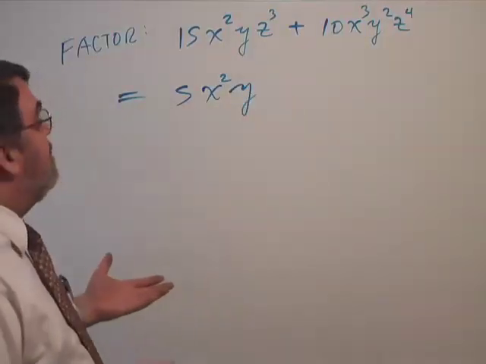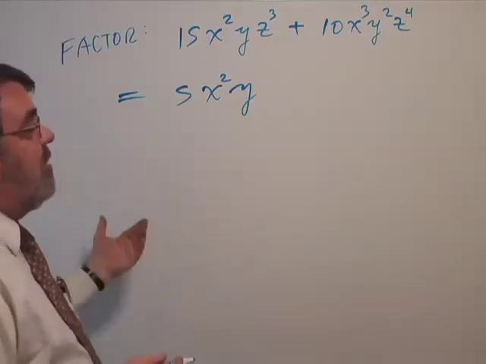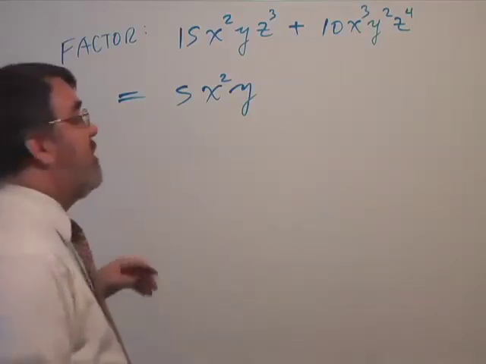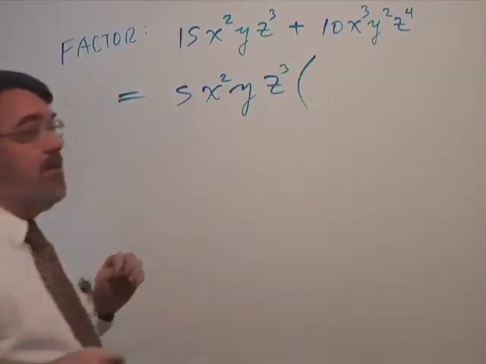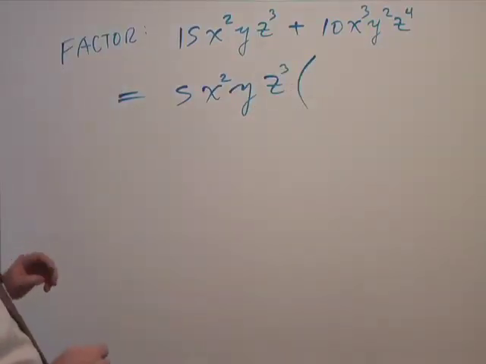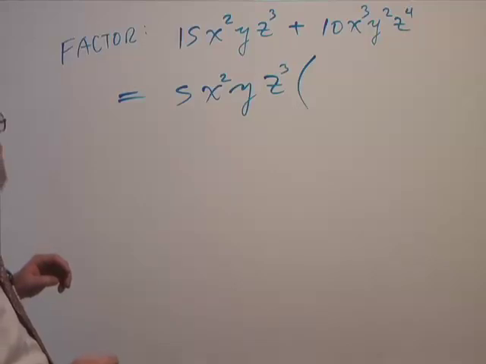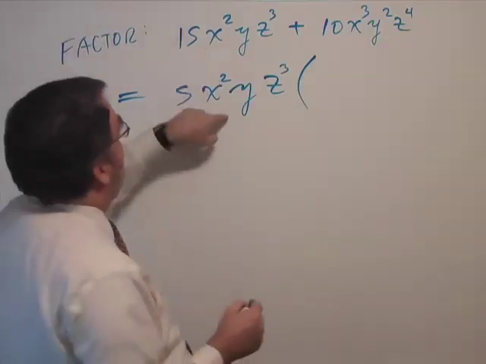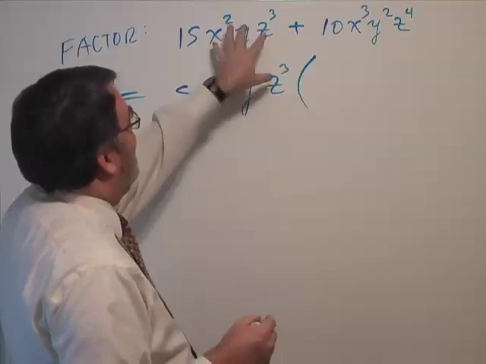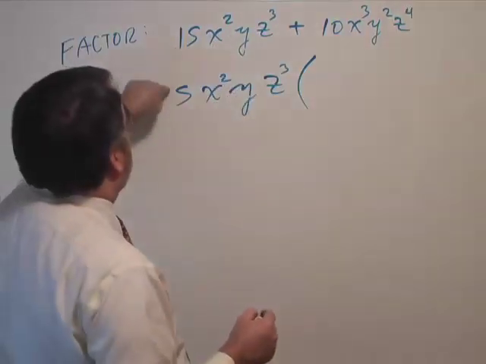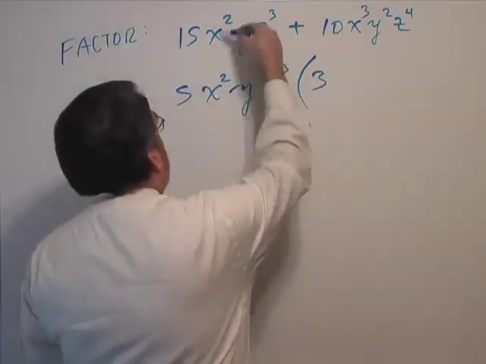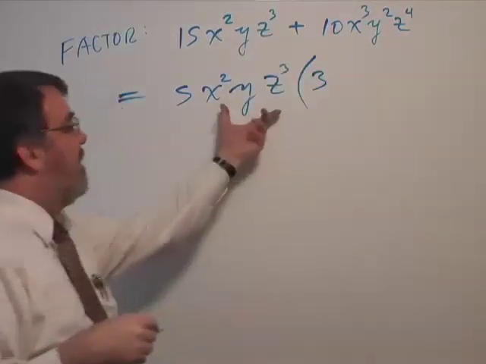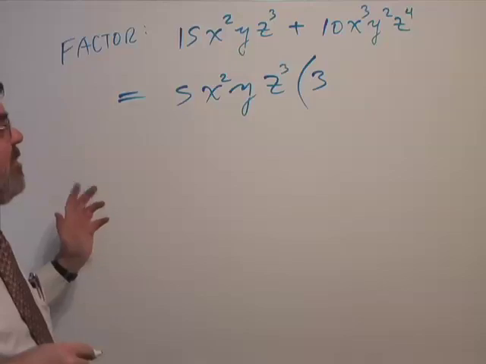And z³, or z to the third, z to the fourth, smallest power is third, so I factor out z³, parentheses. And so let's see what we got. Actually, it looks like all the variables factored out of the first term, so it just left a 3, didn't it? 15 divided by 5 is 3. And since these match the rest of the factor, all the variables disappeared.